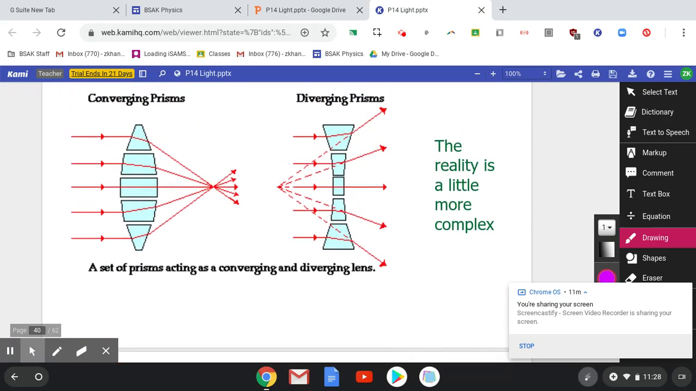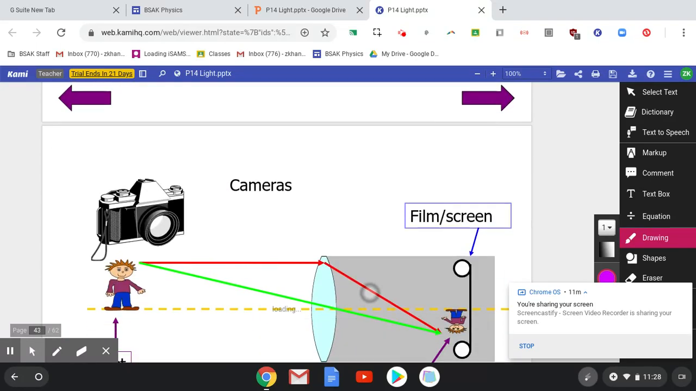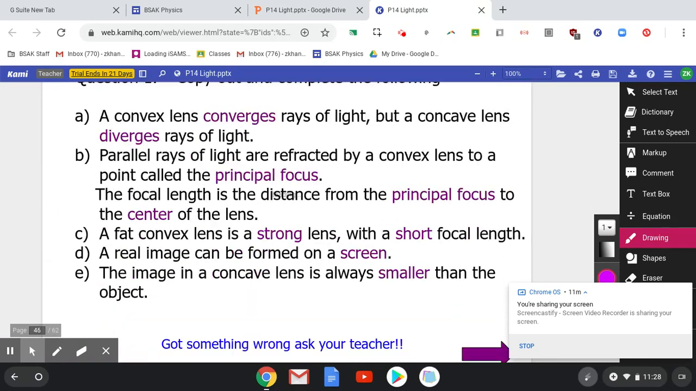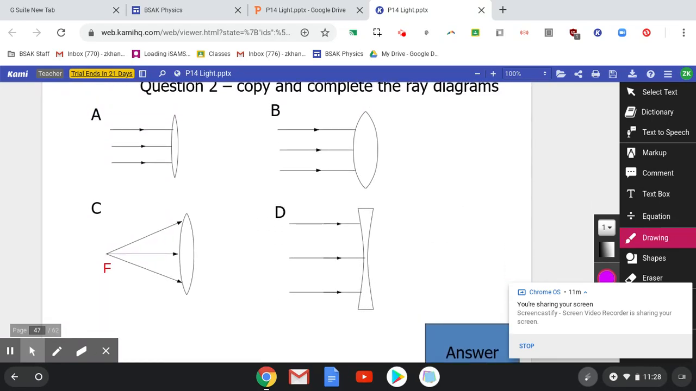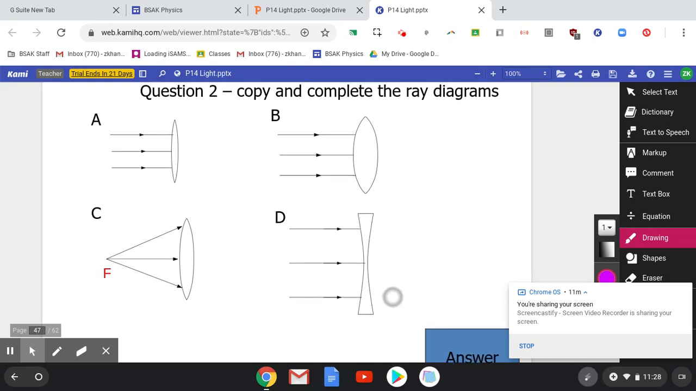Now, what I would like you guys to do is, can you draw what will happen when light passes through A, B, C, and D? Okay, so draw light rays passing through A, B, C, and D.